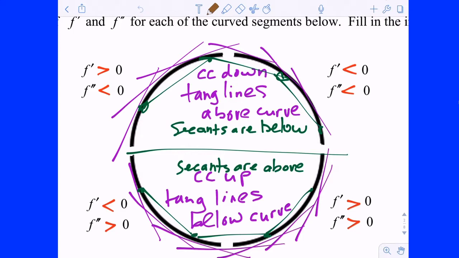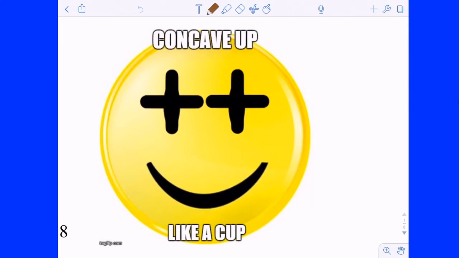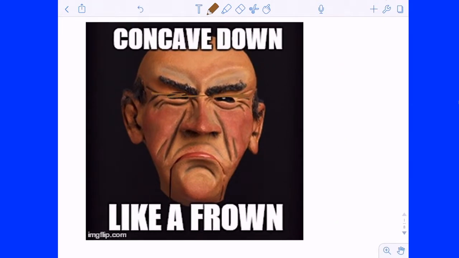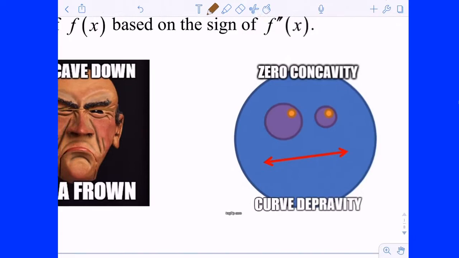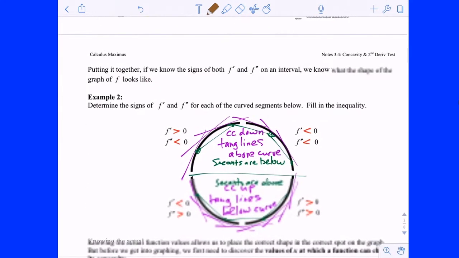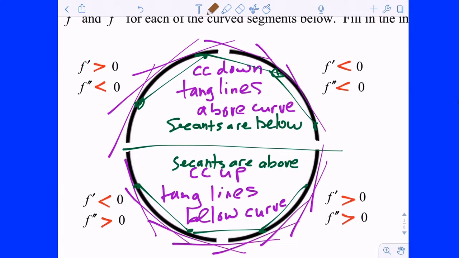And if a graph is concave up, like a cup, its second derivative will be positive and vice versa. And if a second derivative is negative on an interval, then the graph will be concave down like a frown. And of course, if the second derivative is 0 on an interval, it'll be linear. Okay. So if you know the sign of the first and second derivative on any given interval, then the graph is going to look like any one of these four segments from the circle. Okay. So if you then combine that with the f values, the function values, you can then place that shape on the coordinate grid in the right spot, and you know exactly what the curve is doing.